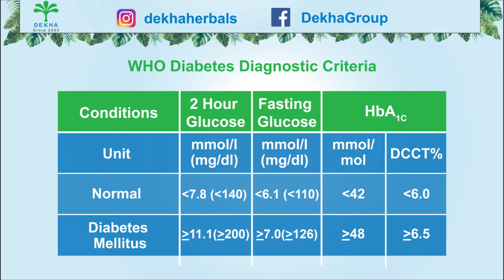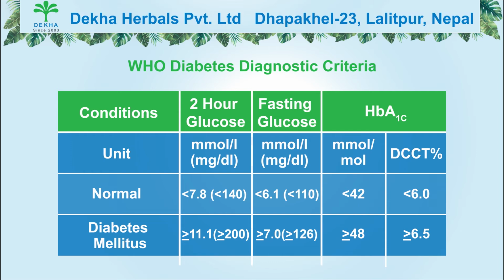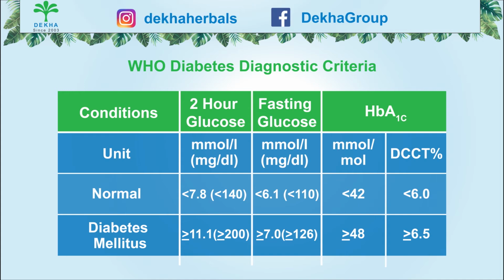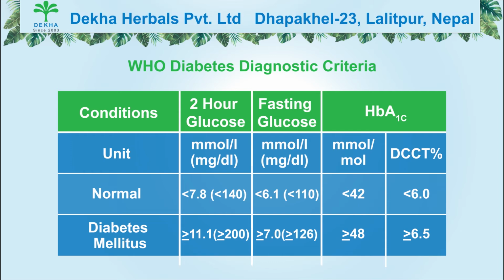In case of postprandial blood sugar level, less than 140 mg per deciliter or 7.8 millimole per liter is normal. Blood sugar level greater than 11.1 millimole per liter, or 200 mg per deciliter, is considered as diabetes.